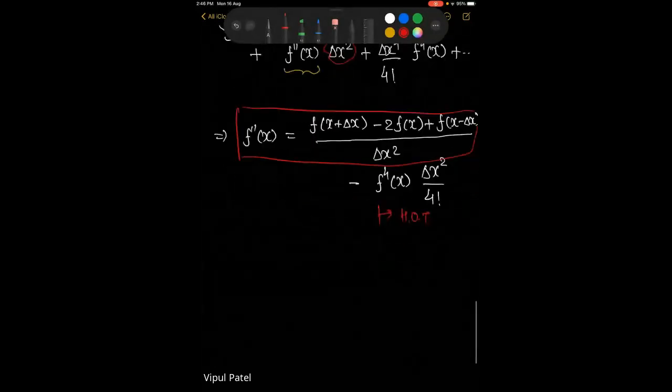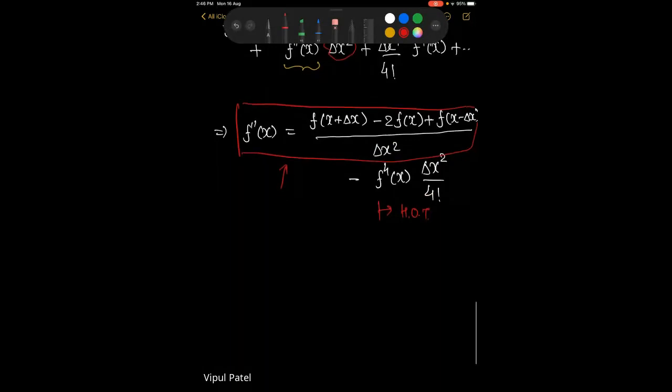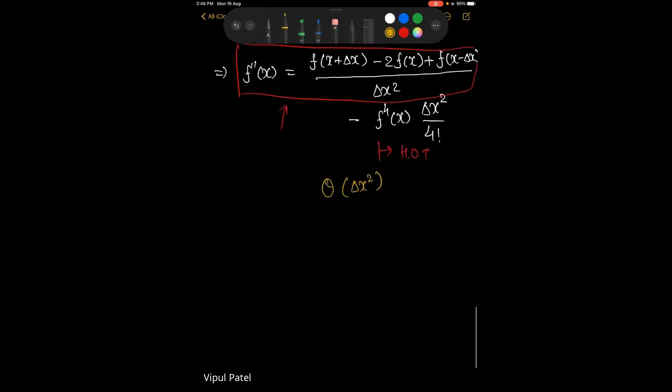Okay, so this is one formulation of d square phi by dx square, and you can see that the order of accuracy of this particular formulation is delta x square, which is a second order equation, right? So now you have only one expression for d square phi by dx square. Can we have another expression which is of the order of delta x or not? So that is what we will look at in the upcoming time.